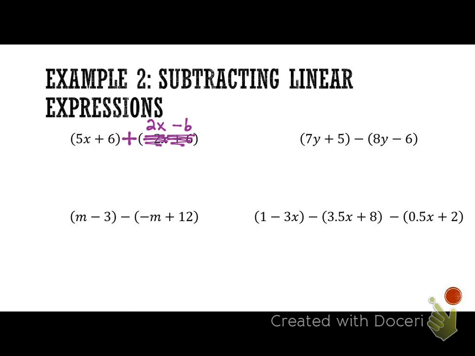We're going to rewrite it now, but you have to change your signs before you group them together. So now it's 5x plus 2x. You see how we're doing that? Plus 6 minus 6. So what's 5x plus 2x? 7x. What's 6 minus 6? And since it's 0, I don't even have to write it. Okay? All right, be careful.